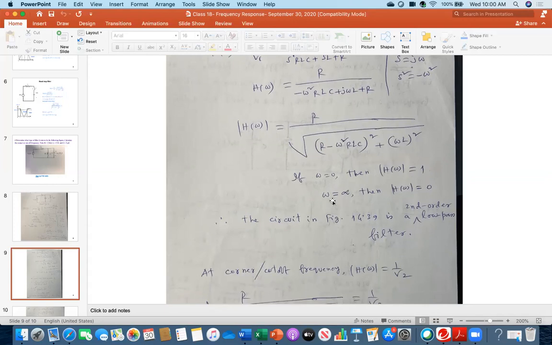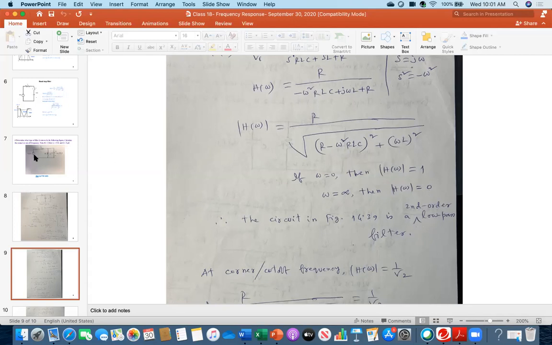And then what is the value at infinity? If ω is infinity, put ω infinity here. Therefore this is infinity, so R over infinity means that is 0. So what does that represent? At the beginning you are getting 1, and at high frequency you are getting 0. Definitely that is a low pass filter. But I said this is a second order low pass filter, because it has ω squared.